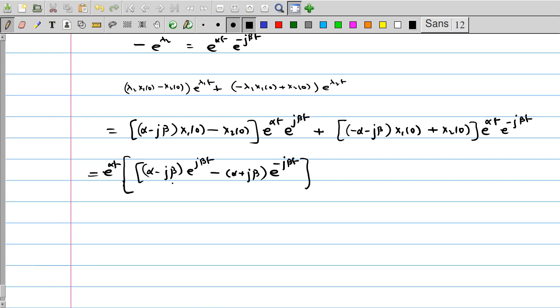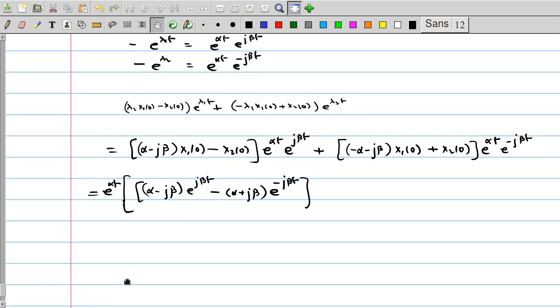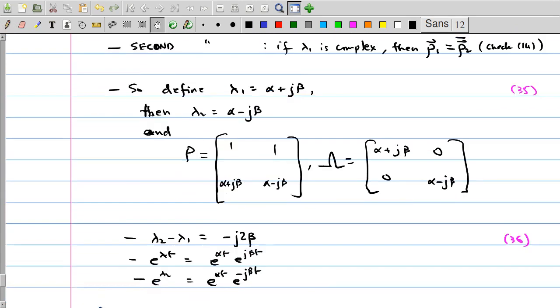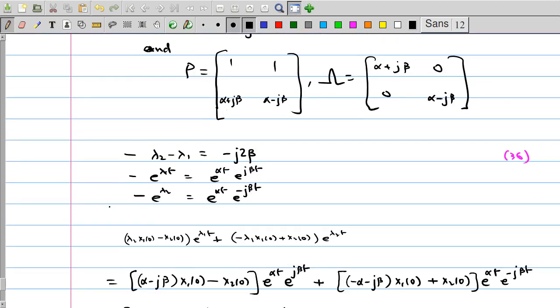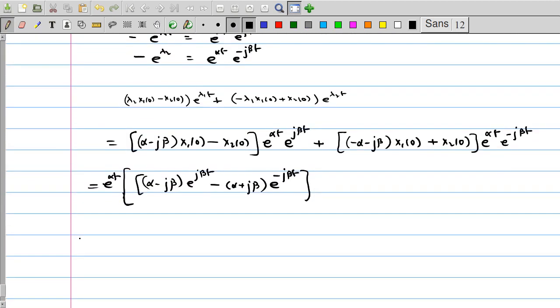These two are complex conjugates and they're subtracted, therefore the whole thing is imaginary. And it's nice because it's imaginary, because we had this lambda 1 minus lambda 2 to be this, and that's going to be multiplying this. So then the j terms cancel out and we get something real. Everything multiplying x1(0) is going to be real. That's what's going to happen.